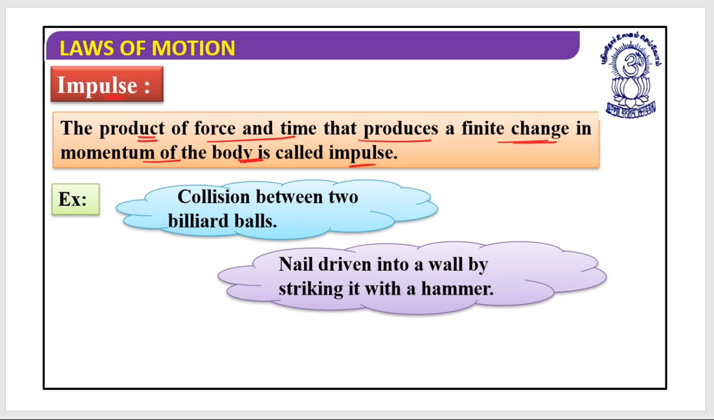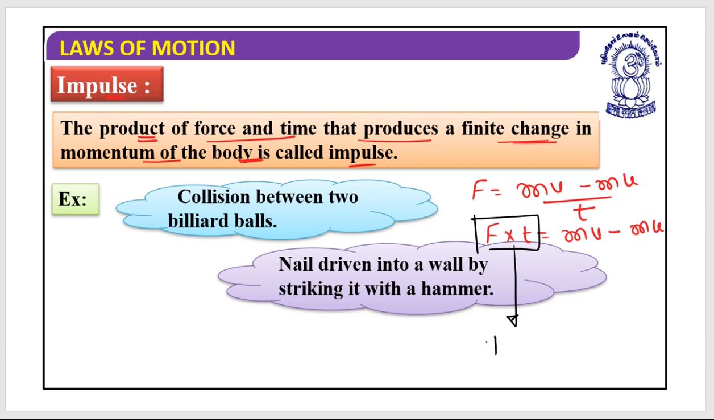So let's consider it as something like this. F is equal to mv minus mu by t. So this is F into t, which could be written as mv minus mu. Then this term, F into t, is known as the impulse. This is impulse.